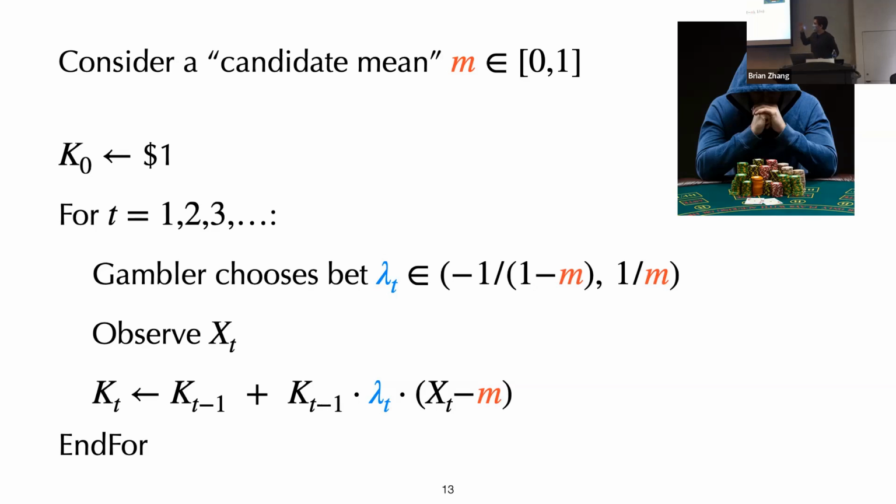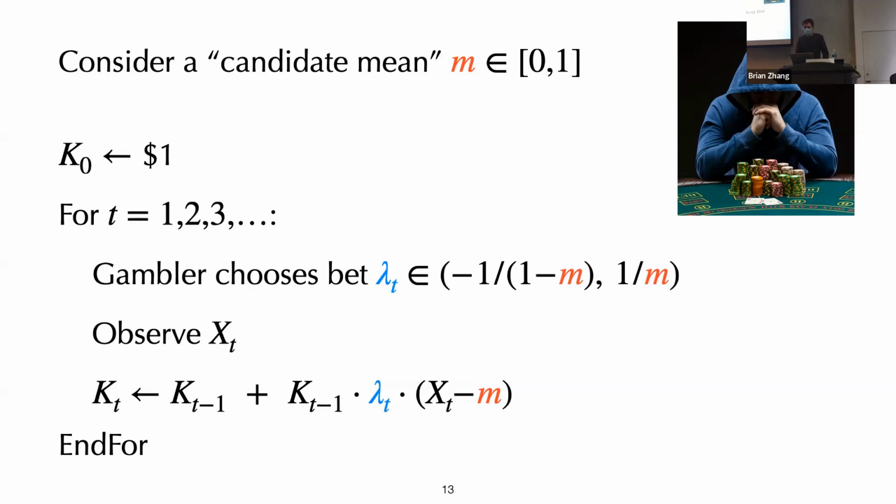Another thing I should say is that this bet lambda t can depend on all the information in the past. So at time t, we've observed x1, x2, x3, and so on, and we've also observed the capital that has accrued over that period of time. Lambda t can depend on all of that, but it cannot depend on the future. The gambler doesn't have any information about the future. They can just make their bets depending on the past. So these are basically the only two constraints: it depends on the past and it lies in this interval. So in this game, the gambler wants to make as much money as possible.